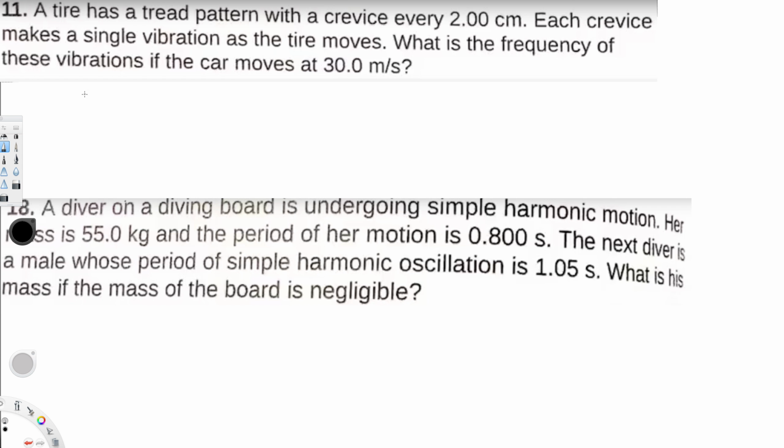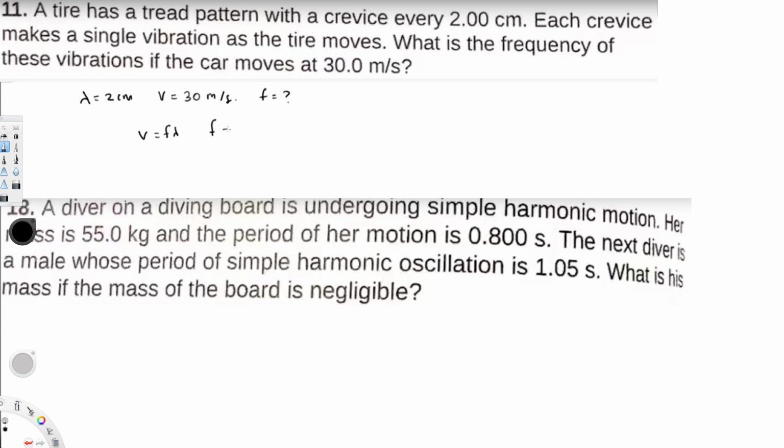lambda. So lambda is provided, 2 centimeter wavelength, and also they have provided the velocity is equal to 30 meter per second, and they're asking to find the frequency. So we have to find the f. So we have to find the equation that is related to these two. So there's an equation that is v is equal to f lambda. So we have to find the f.